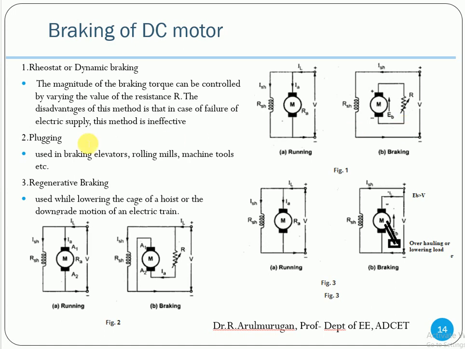Then the next one is plugging. What is plugging? Already we discussed how to change the direction of rotation of the motor: either interchange the armature winding or the field winding. If I interchange, what will happen? The direction of rotation is reversed.